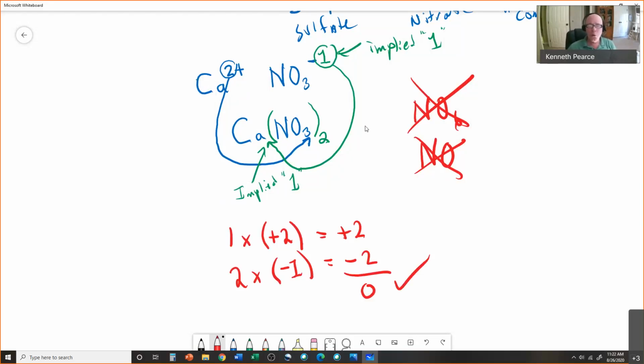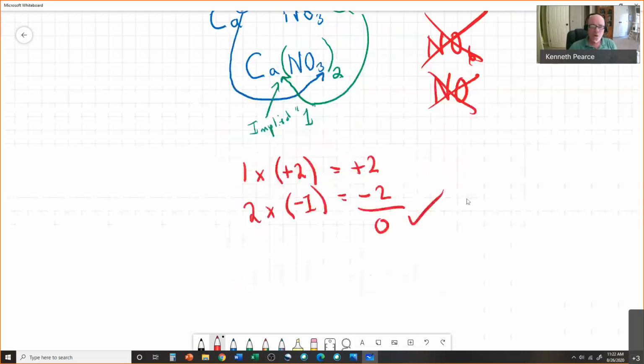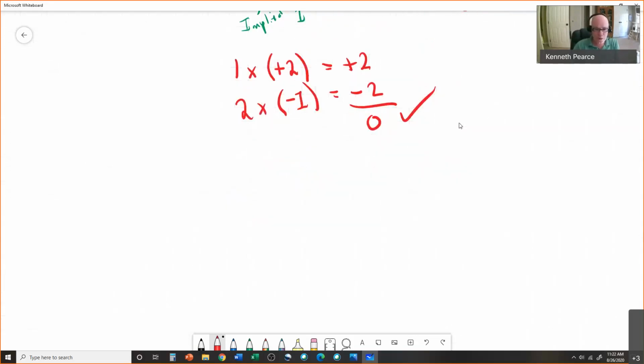And we can continue on doing the same thing. Let's say we have, say, aluminum and sulfate, which is one of our polyatomic ions. And we would do the same thing. We would push them together. The charges do not add up to 0. So we need to cross charges.